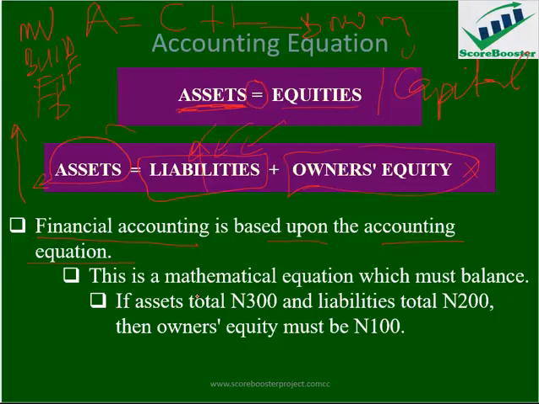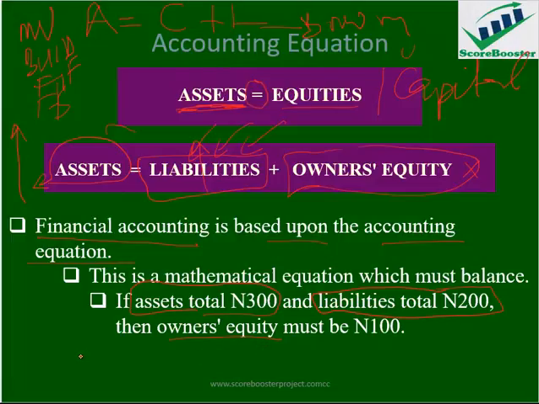So mathematically, we expect at any point in time that the asset side of a company's account must equal the liability plus equity, or the capital side of that particular company. If it is not equal, it will be said that your account is not balanced. Say, for example, if a company has a total of 300 naira worth of assets, and it financed that asset with 200 naira liability, you don't need anybody to tell you that the remaining balance is from the owner's capital. That is just the idea.